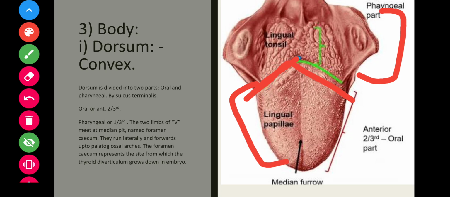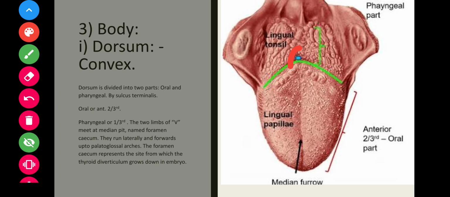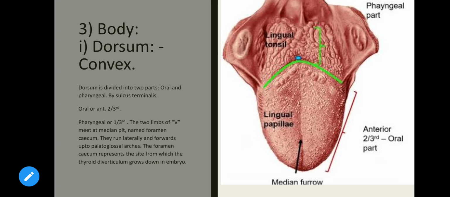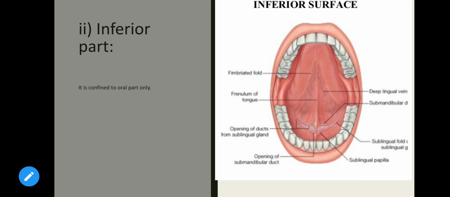So this is V and this V is known as sulcus terminalis, and the ends of the V meet somewhere over here. So it is termed as foramen cecum. They run laterally and forwards up to palatoglossal arches. The foramen cecum represents the site from which the thyroid diverticulum grows down in embryo. The second part is the inferior part, so it is confined to oral part only.